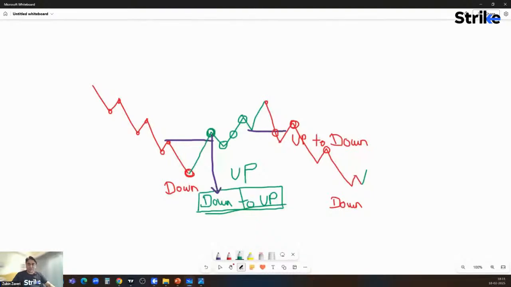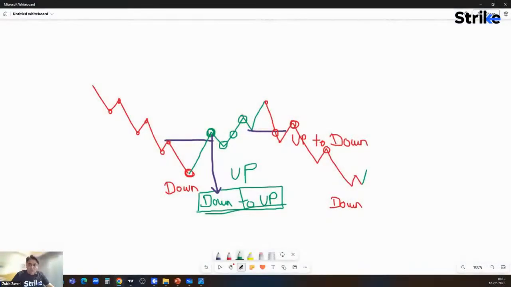Is that clear, my friends? Did you all understand this particular concept of how the trend changes? So there are four possibilities. Either the trend is down or the trend is up. Either the trend is changing from down to up or from up to down. Clear? Of course, all those things we will be understanding. But I hope these four things you have got.